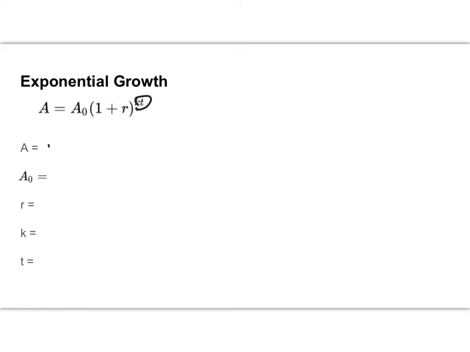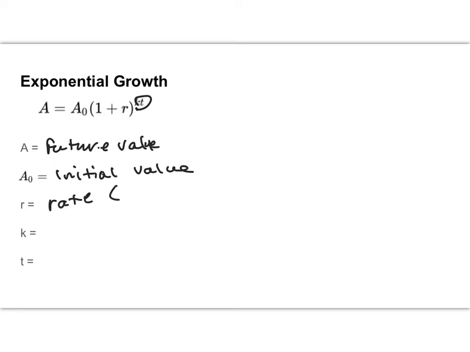The A value is either the future value, or sometimes we call it our total amount, and the A0 is our initial value, or our starting amount. R is our rate, and we always put that in decimal. K is a growth or a decay constant, depending on if we're talking about growth or decay. And T is time.